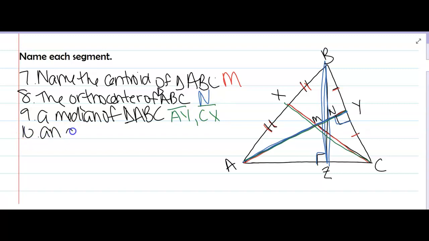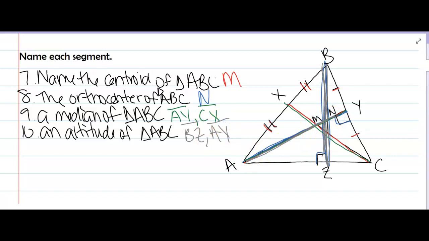And then lastly, let's name an altitude of triangle ABC. So same idea, right? Except it's going to be either the height, that's BZ, or we said it could also be segment AY, that one right there.